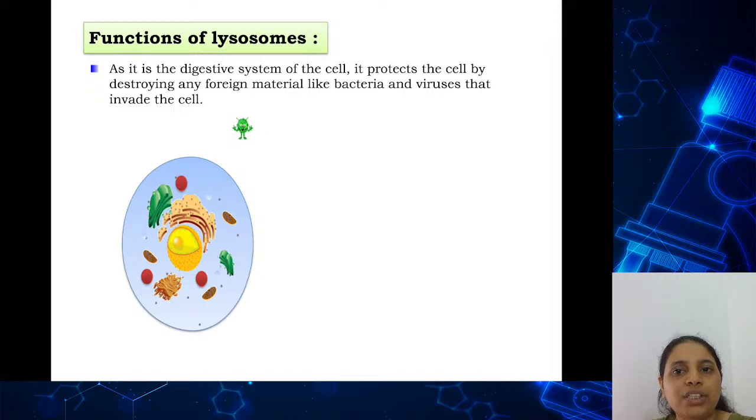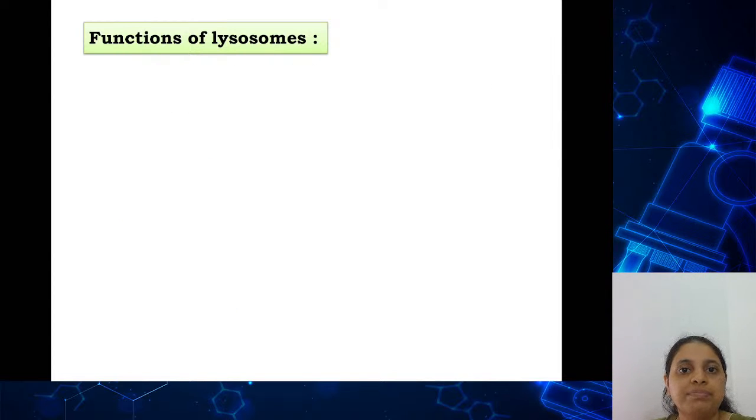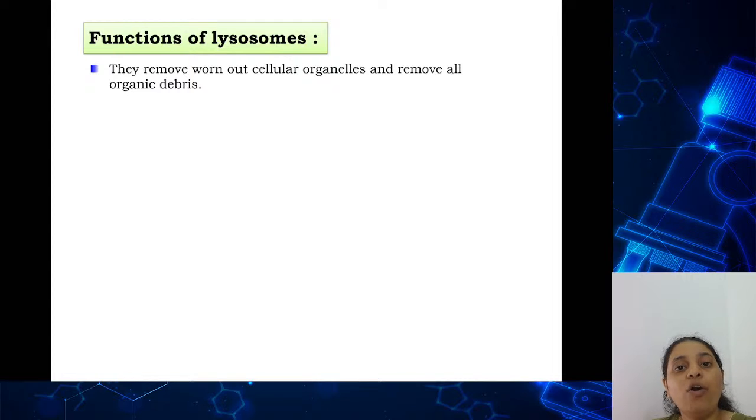So here you can see the cell. If there is any pathogen, maybe a virus or a bacteria, which tries to infect the cell, we have the powerful enzymes of lysosomes which basically degrade the pathogen, right? As the pathogen is killed, as the bacteria or the virus is killed, then the infection will not occur, right? This is how lysosomes are very important. Next, they also remove the worn out cellular organelles and all the organic debris, right?